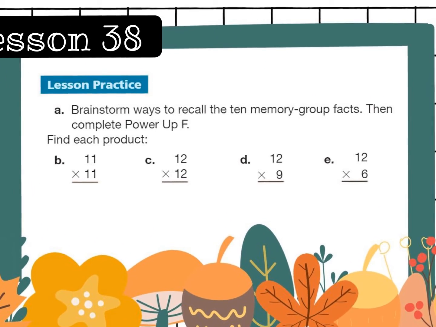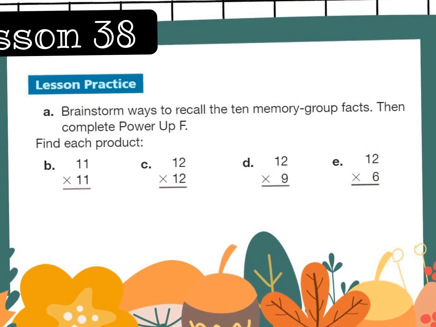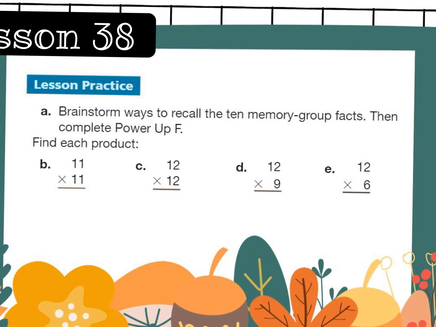Okay, brainstorm ways to recall the 10 memory group facts. We've already done the power up, so we're not going to do that. So we have 11 times 11. What is 11 times 11? 144. Okay, very good. If you are not one of the people that's shouting these out, make sure you are practicing at home. Guys, you can log into Reflex at home. You can do Reflex at home anytime. You can make yourself flashcards. There are lots of ways you can practice. You need to be practicing.